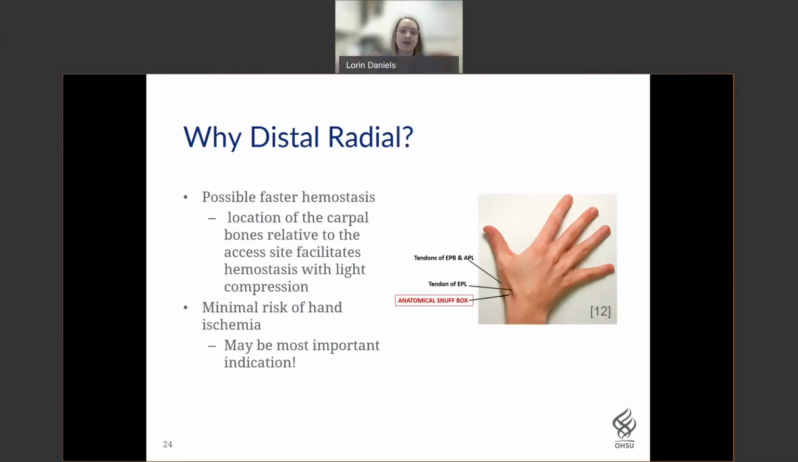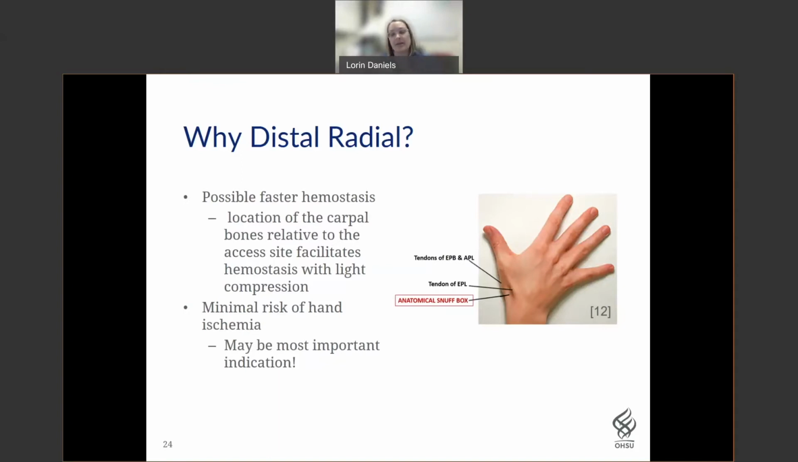So after we've used this artery for access point for either visualization or intervention within the brain vasculature, reestablishing hemostasis to that arterial puncture can possibly be quicker and simpler with this approach. The reason for that being because of the way the artery passes through the carpal bones rather than being superficial over the top of the wrist. The carpal bones provide a little bit of compression, a little bit of pressure on the artery, which can facilitate that hemostasis to an extent.